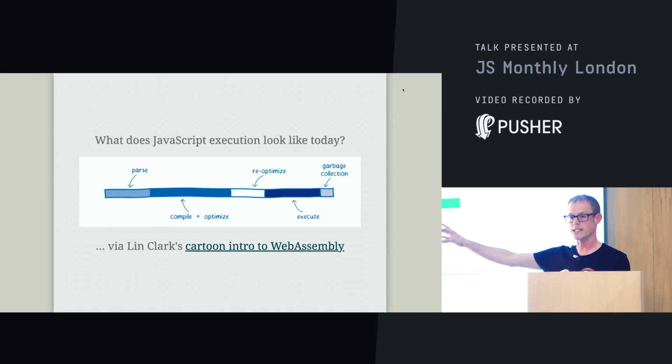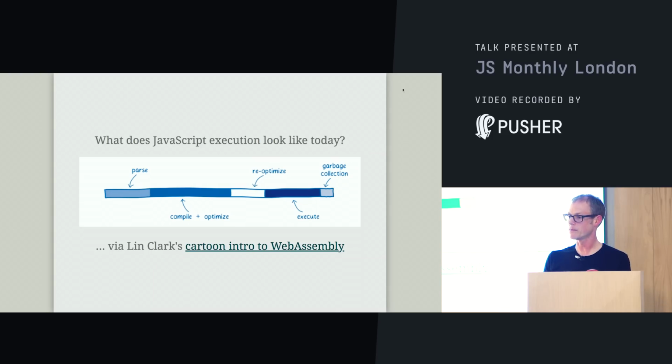So the first thing it does is it has to parse your JavaScript. The next is it has to compile and optimize it, and then potentially it will have to re-optimize it, and then afterwards you've got a certain amount of execution and garbage collection. The timeline you see here, the parse time, the compile time, the optimize time, has a significant impact on how long it takes for your application to actually execute and be interactive.